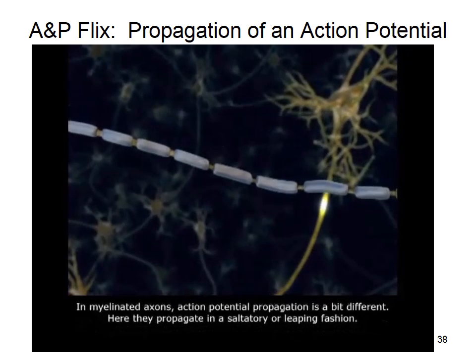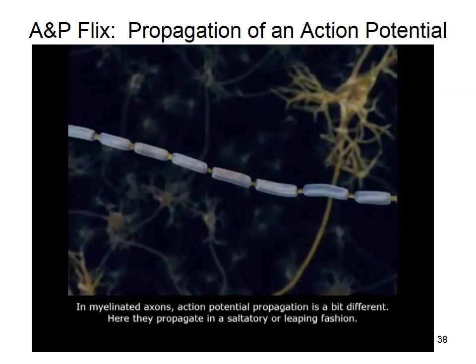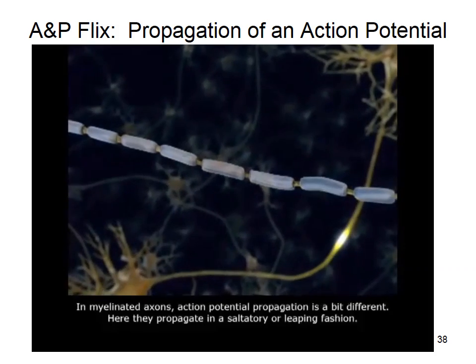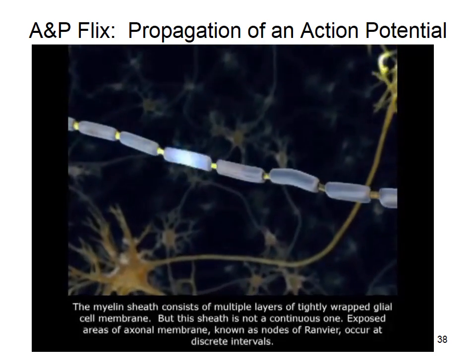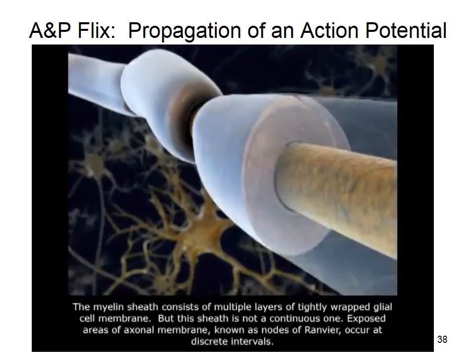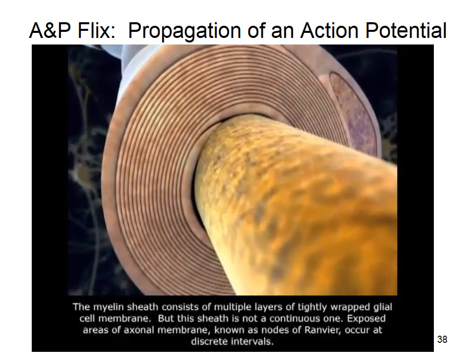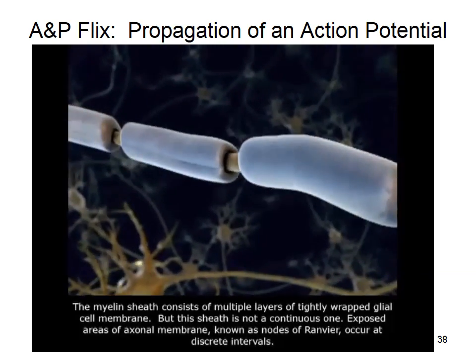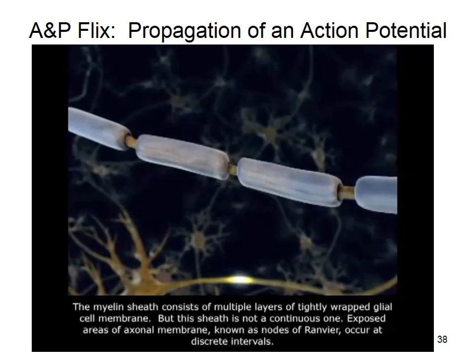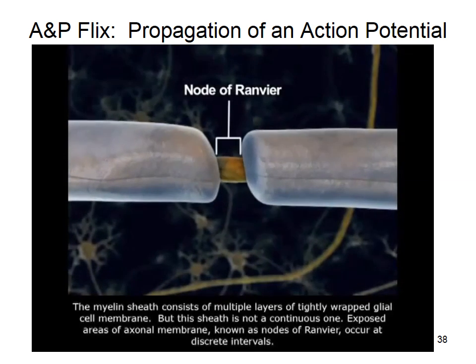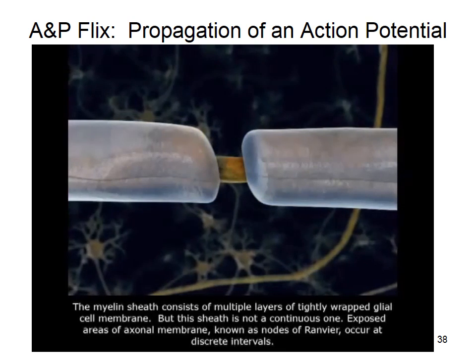In myelinated axons, action potential propagation is a bit different. Here they propagate in a saltatory or leaping fashion. The myelin sheath consists of multiple layers of tightly wrapped glial cell membrane. But this sheath is not a continuous one. Exposed areas of axonal membrane, known as nodes of Ranvier, occur at discrete intervals.